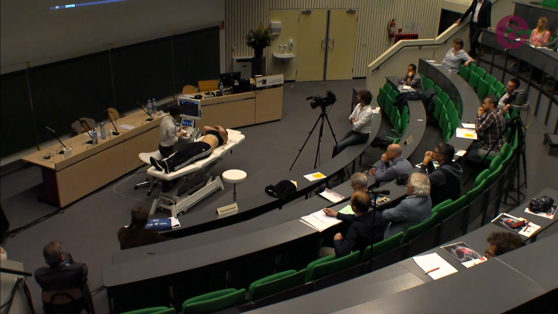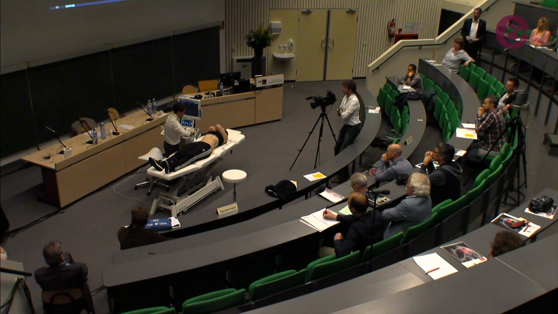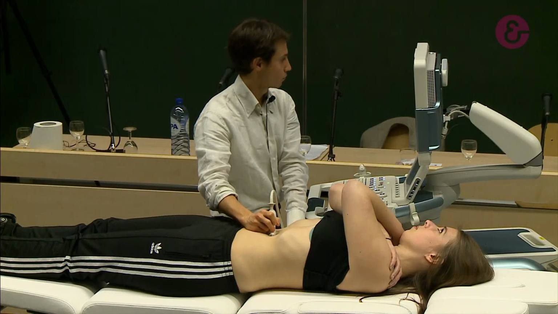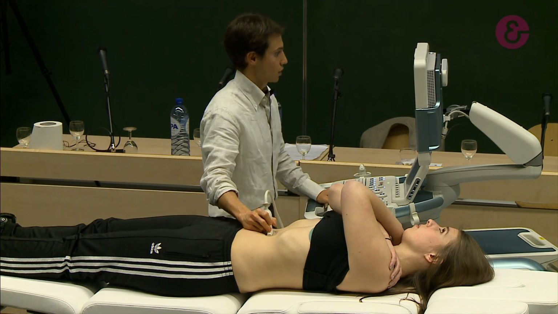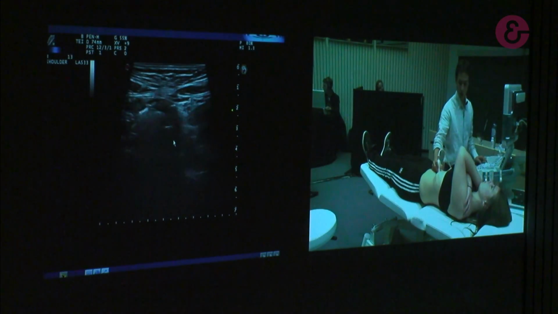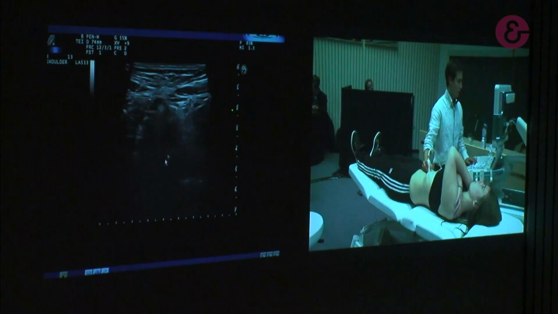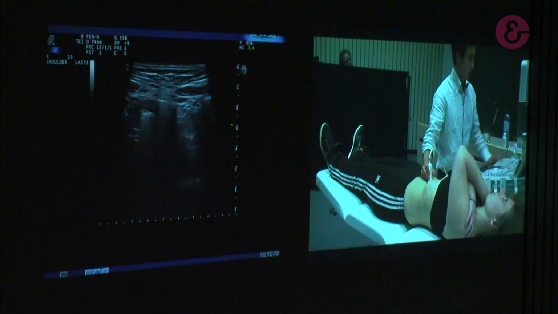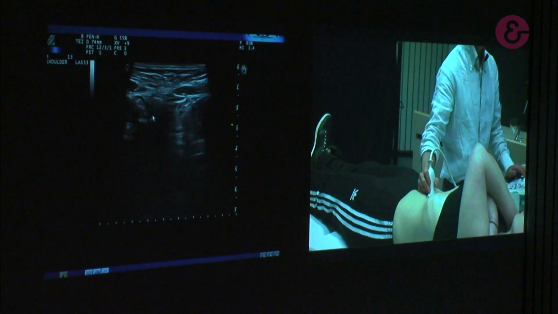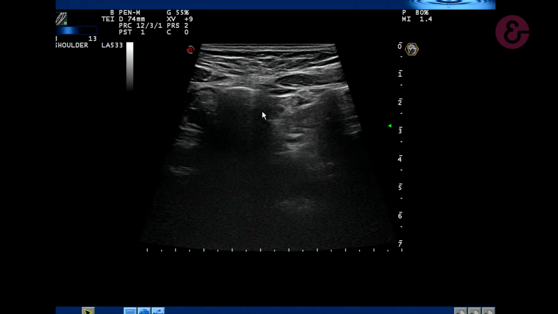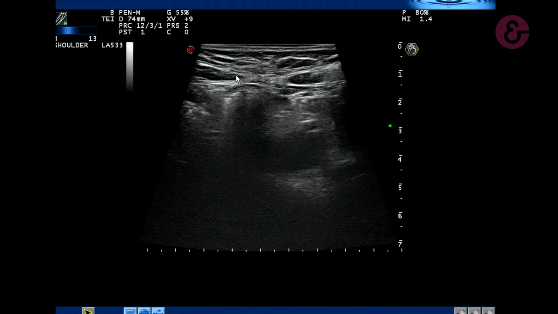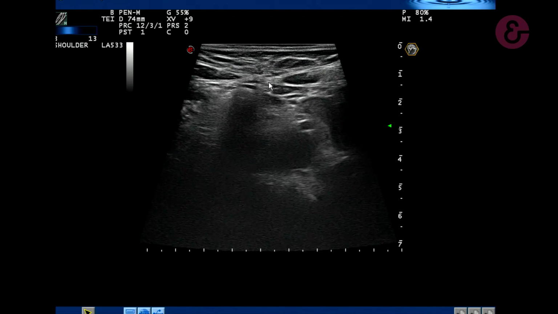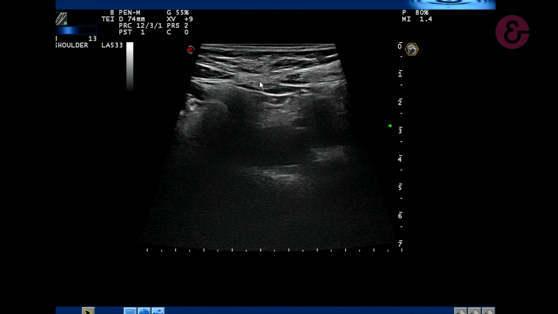I will start from the midline. So normally, I put the probe in the middle of the abdominal wall, and here I can see some movement, and this is the intestine. So I'm sure that if I move a little bit higher, I will find the Rectus Abdominis muscle, and this white line is the Linea Alba.